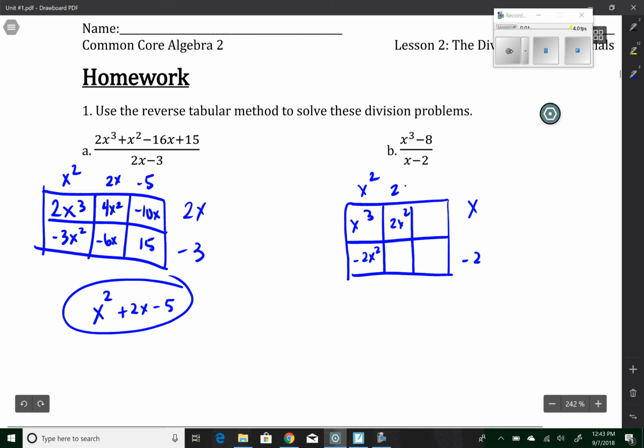X squared, so 2x. So then we wind up having negative 4x. And I want no x's, so that would be 4x. So this would be 4 minus 8. So I have x squared plus 2x plus 4.